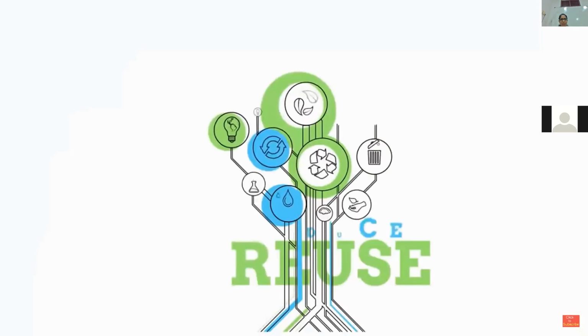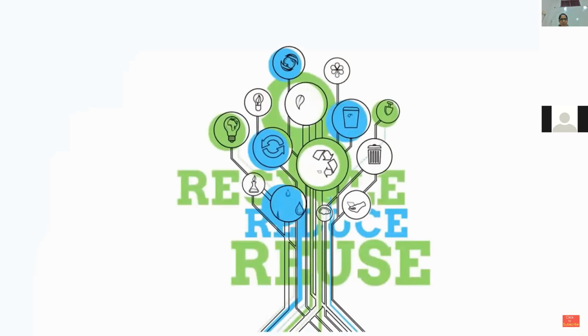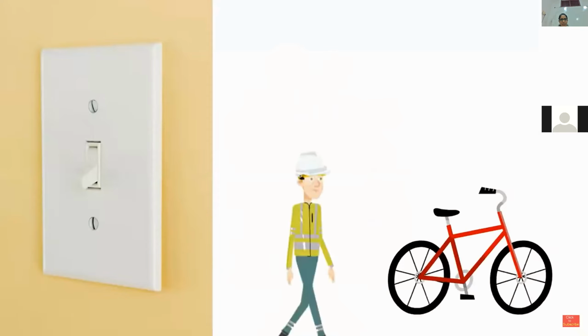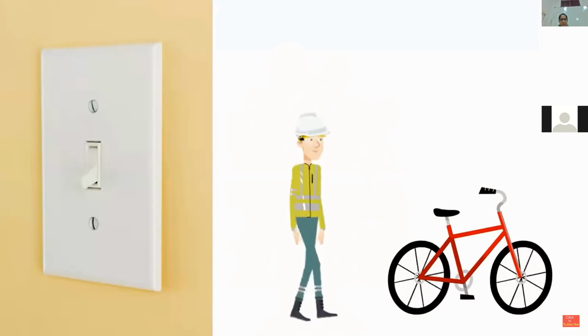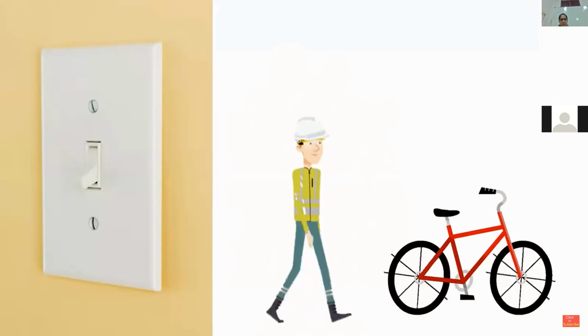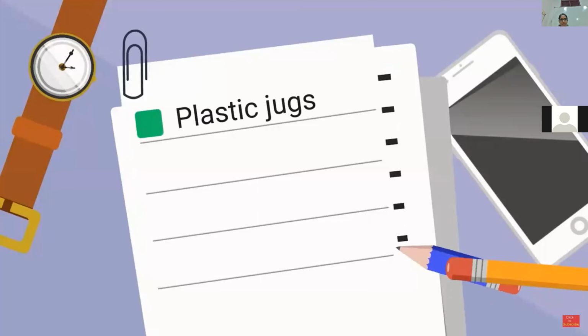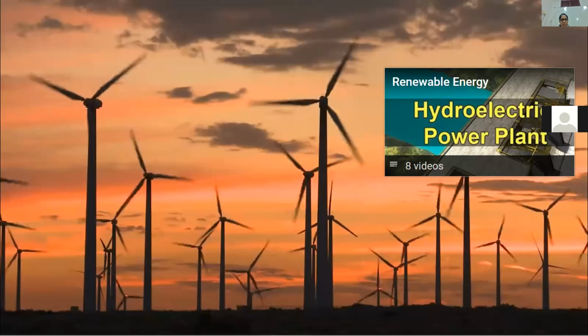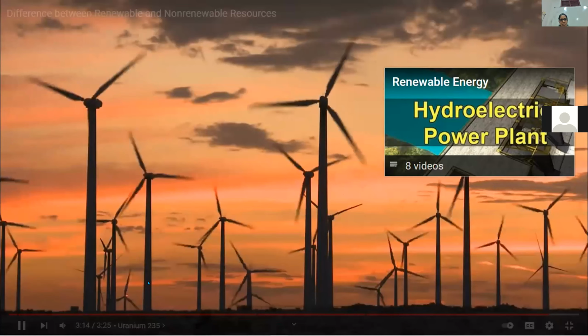Because many important resources are limited, we can all reduce, reuse, and recycle. You can turn off lights when you're not in a room. You can ride your bike more and walk more to reduce the amount of gasoline you use. You can reuse and recycle things like plastic jugs, jars, paper bags, plastics, cardboard, aluminum, and even steel. If you'd like to know more about how we get energy from non-renewable resources, this playlist will help.